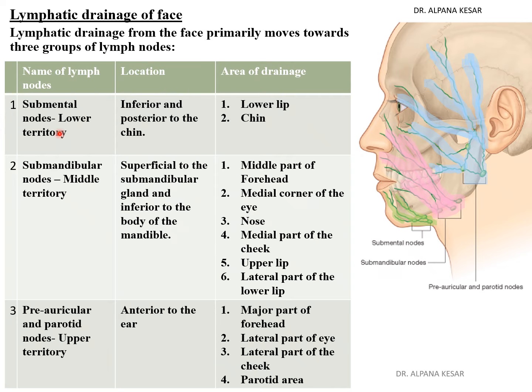Submental group of lymph nodes is also known as lower territory lymph nodes that drain lymph from the lower lip and chin. Submandibular group of lymph nodes is known as the middle territory lymph nodes that drain lymph from the middle part of the forehead, medial corner of the eye, nose, medial part of the cheek, upper lip, and the lateral part of the lower lip.